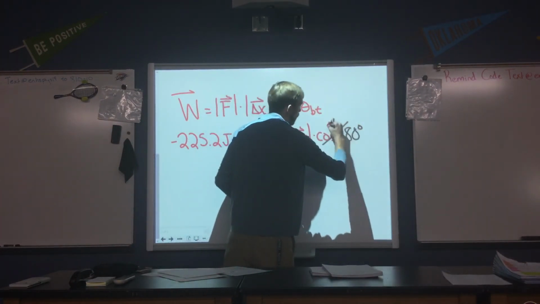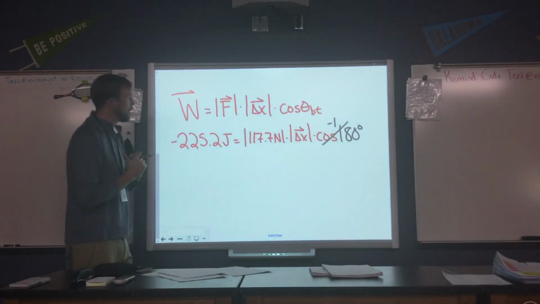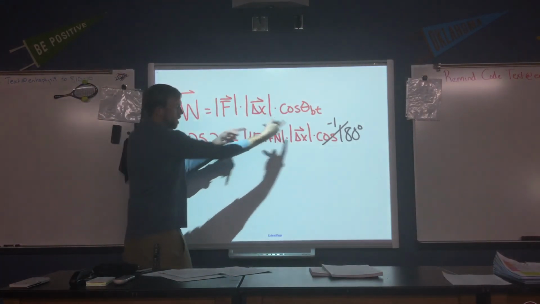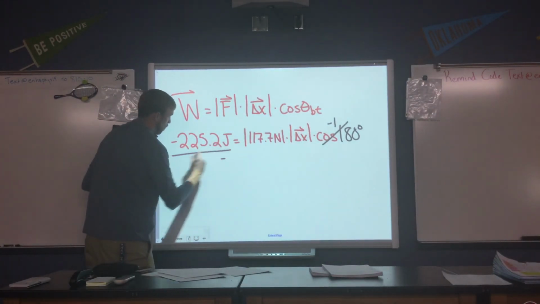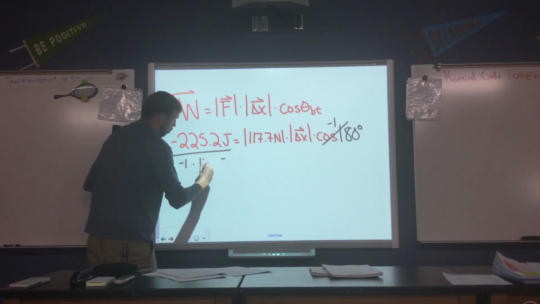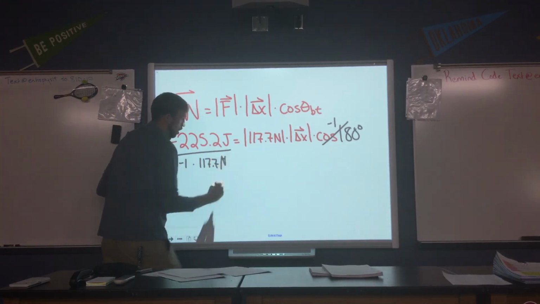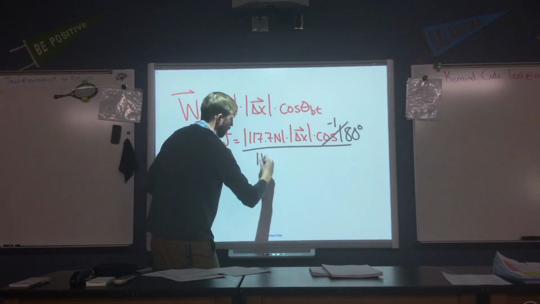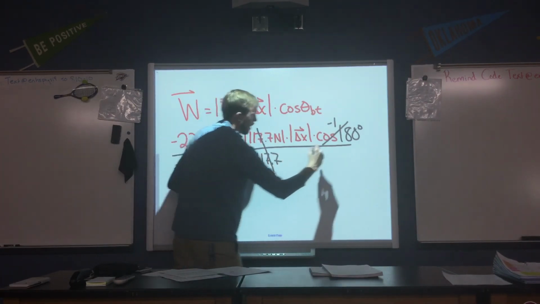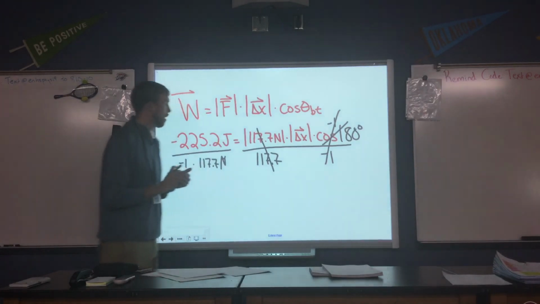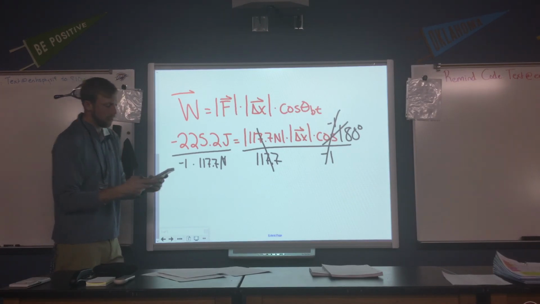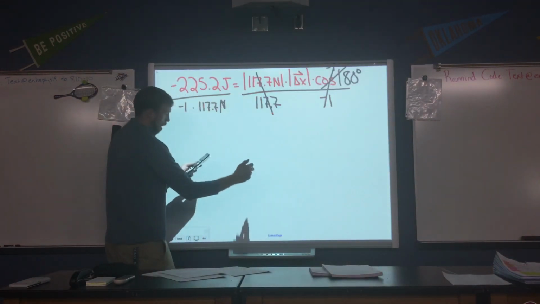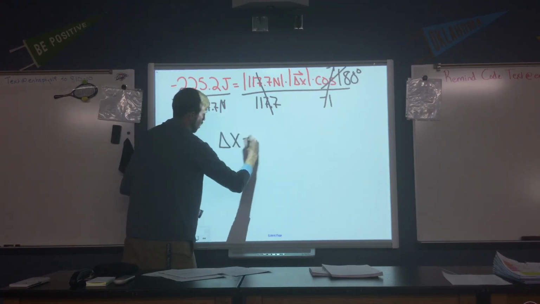So I know cosine of 180 is going to give me a value of negative 1. So really what I need to do is divide the right side of my equation by 117.7 and negative 1. So we'll divide by negative 1 and 117.7. Divide this side by 117.7. Those values will cancel out. And negative 1. Those values will cancel out. So now we'll take negative 225.2 divided by negative 117.7, and we get a delta x of about 1.91 meters.